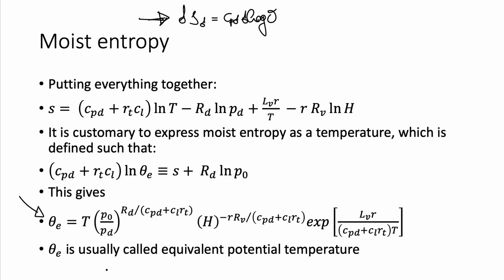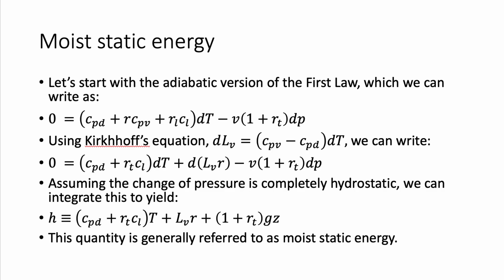But the point is, there's a way to define the extension of dry entropy to moist entropy that would lead you to the equivalent of potential temperature for moist parcels. That is called equivalent potential temperature. Okay. Another quantity that is kind of useful is called moist static energy.